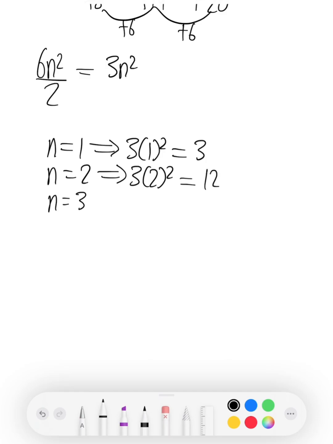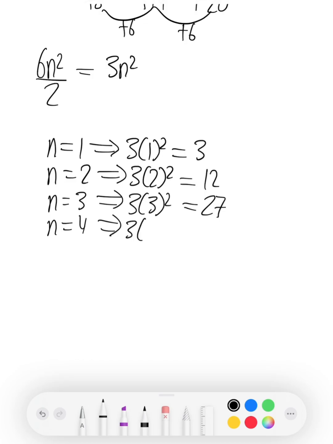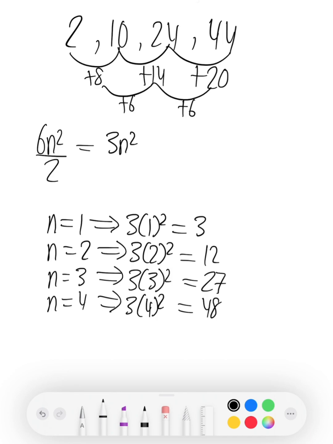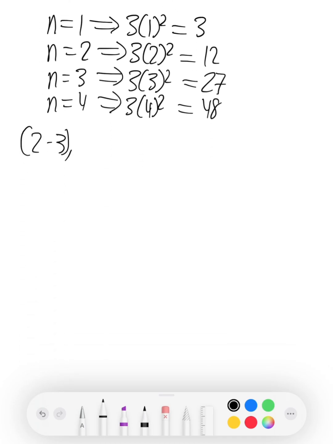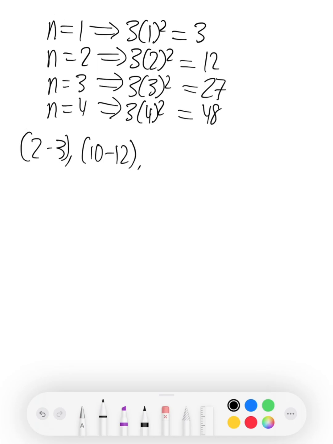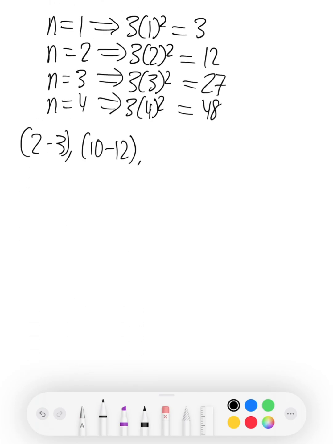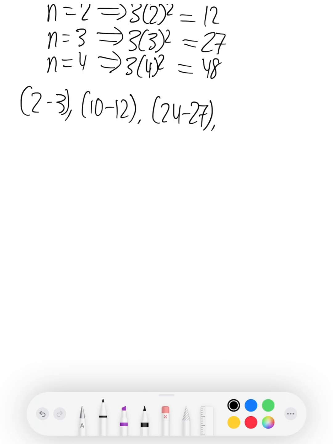When n is 3, we will get 3 lots of 3 squared. So 3 squared is 9, multiplied by 3 is 27. And when finally n equals 4, we get 3 lots of 4 squared. And 4 squared is 16, multiplied by 3 is a 48. Now what we need to do here is just find the differences. So we've got a 2 minus a 3. Then we have a 10 minus a 12. Then we have a 24 subtracted by a 27. And finally we have a 44 subtracted by a 48.